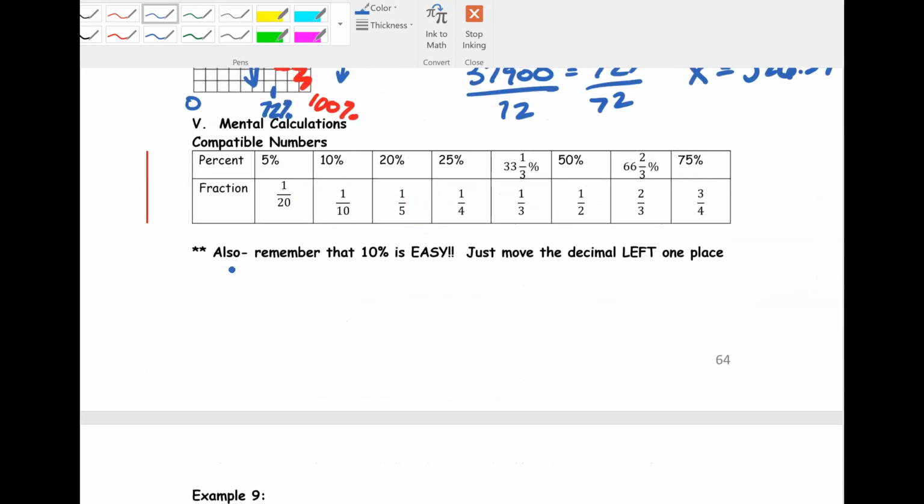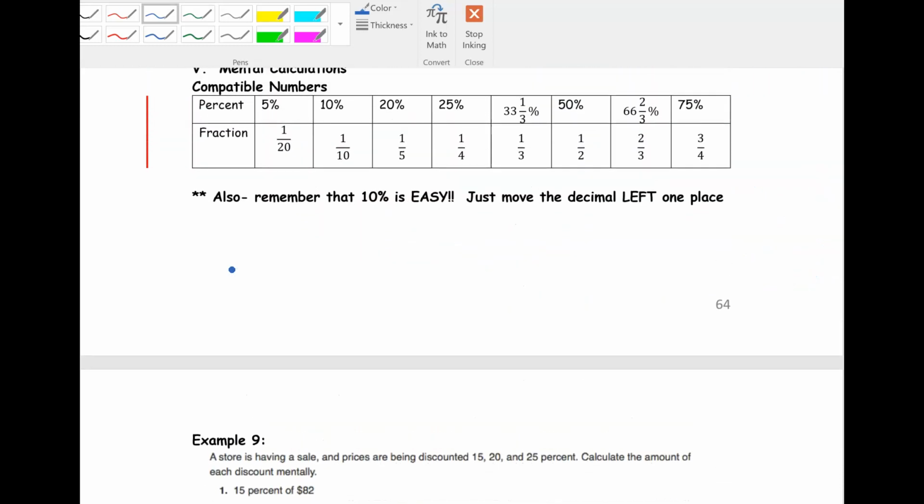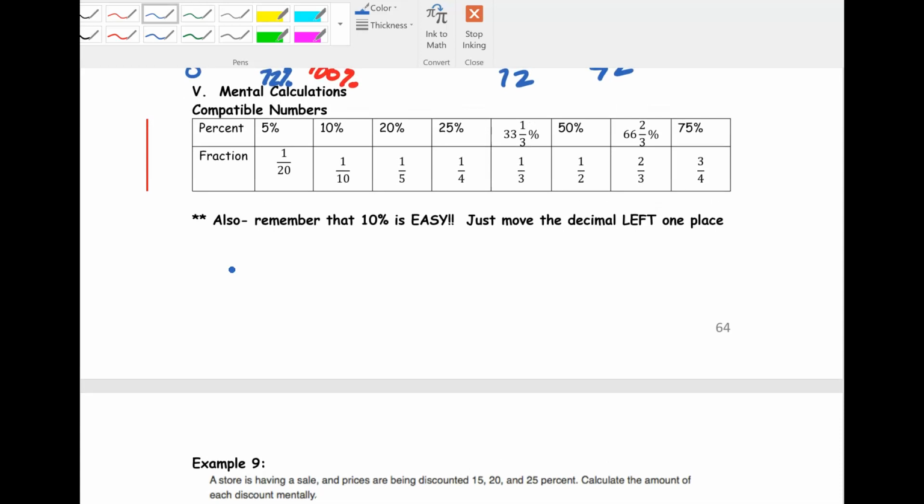So we're going to jump to, just like we did in a lot of the other sections, some mental calculations. So one thing that's helpful is this chart that I made for you, a chart of some of the percentages that you might commonly see, and then the corresponding fraction. Sometimes it's easier to use a fraction, believe it or not, just depending on what problem you're doing. And then also remember that 10% is just so easy.